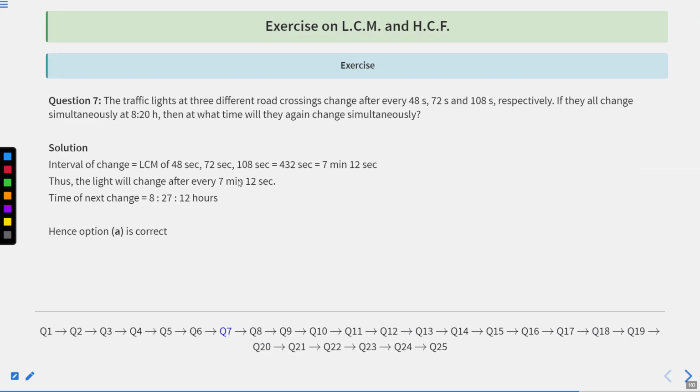Solution. Interval of change is equal to LCM of 48, 72 and 108. So it is equal to 432 seconds. That means 7 minutes 12 seconds. Thus, the lights will change after 7 minutes 12 seconds. So time of next change will be 8:27 and 12 seconds. That means option correct here is option A.